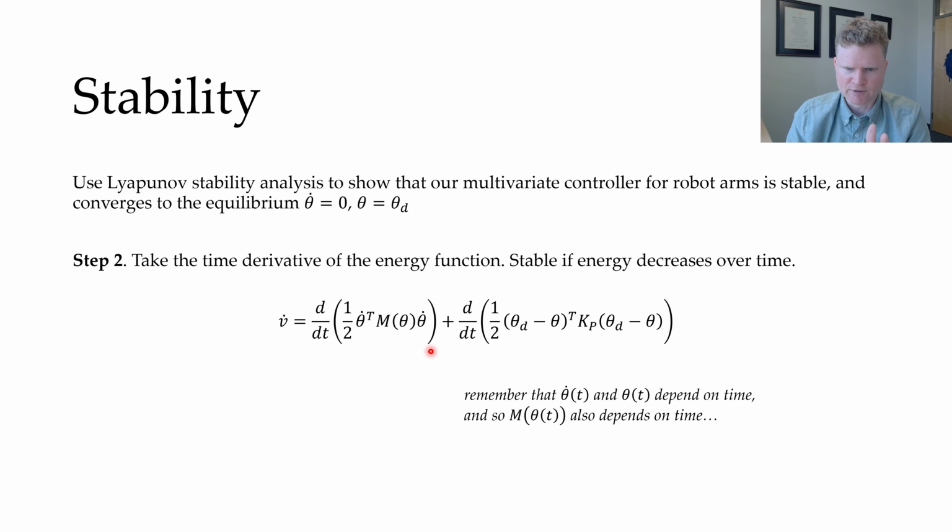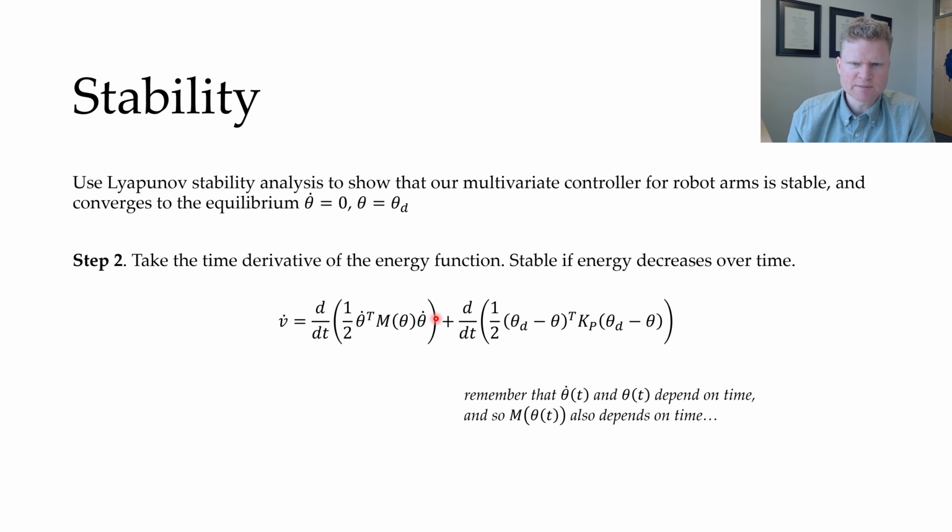Now, if you're looking at the individual elements here, remember that my joint velocity depends on time. My joint position also depends on time. And theta d is actually a constant. That is not going to depend on time. So when I'm taking these different derivatives, I'll have to think about the derivative here, here, and here. I do not need to think about the derivative specifically of theta d.